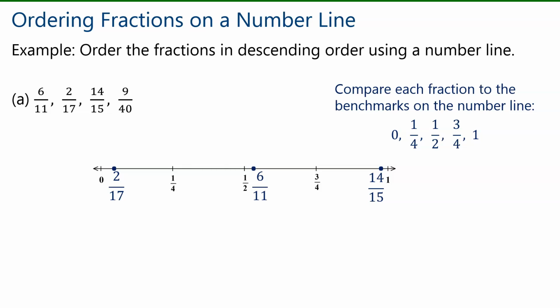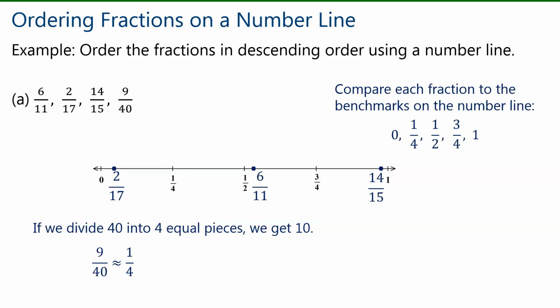Now I'm going to use the benchmark of a quarter. If I have 9/40 and I find a quarter of that, if I were to divide 40 into 4 equal pieces, that would be 10. Now I don't have 10/40. What I have is 9/40. So I'm going to say that that is approximately a quarter, and put that right here on the number line.